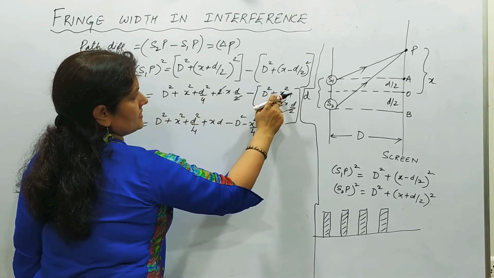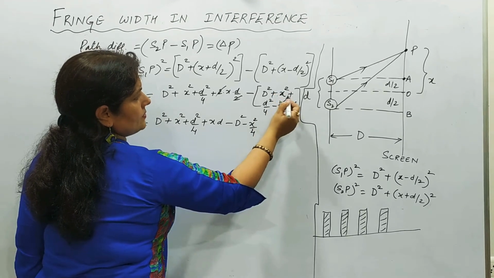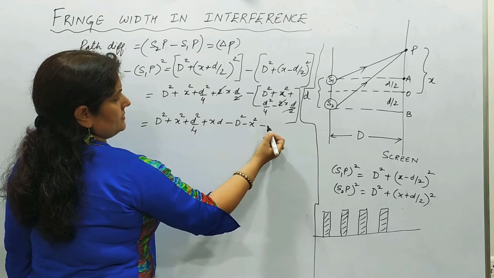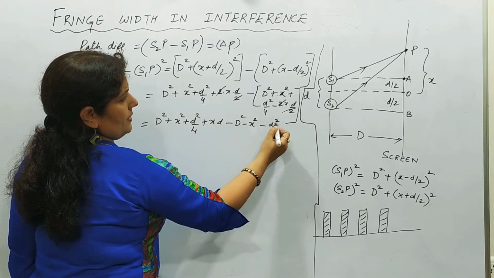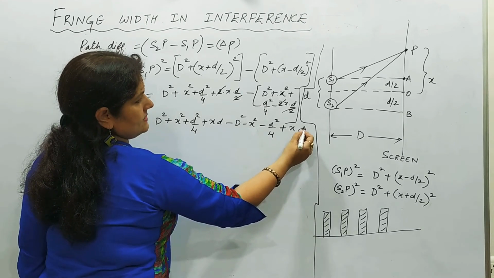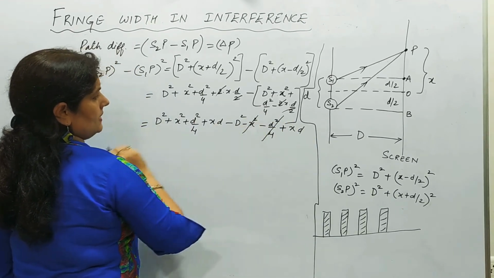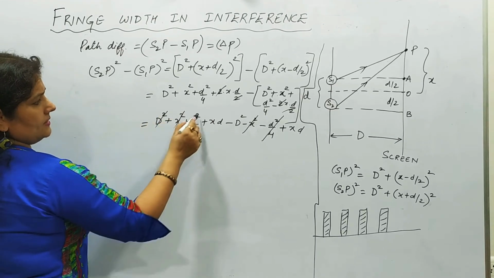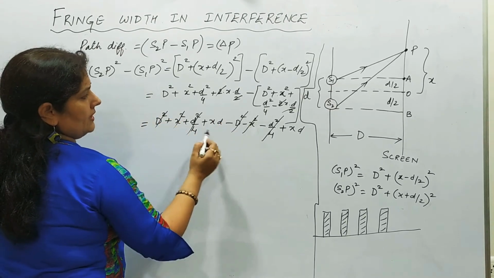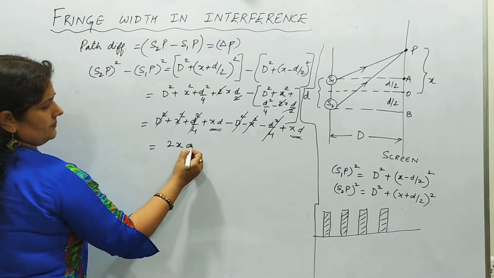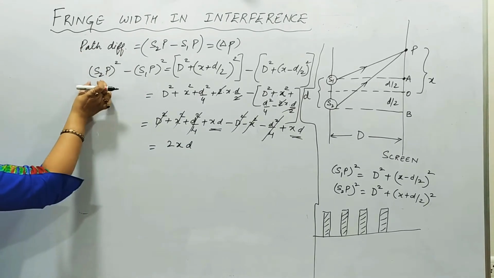Sorry, this is x square only. Yes, x square minus d square by 4, minus minus plus xd. Cancelling, cancelling, and cancelling. D square also gets cancelled. So xd plus xd. What remains? 2xd. Right?